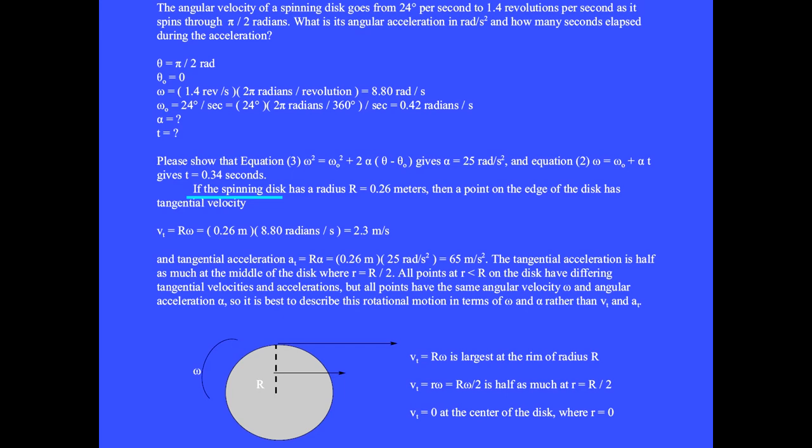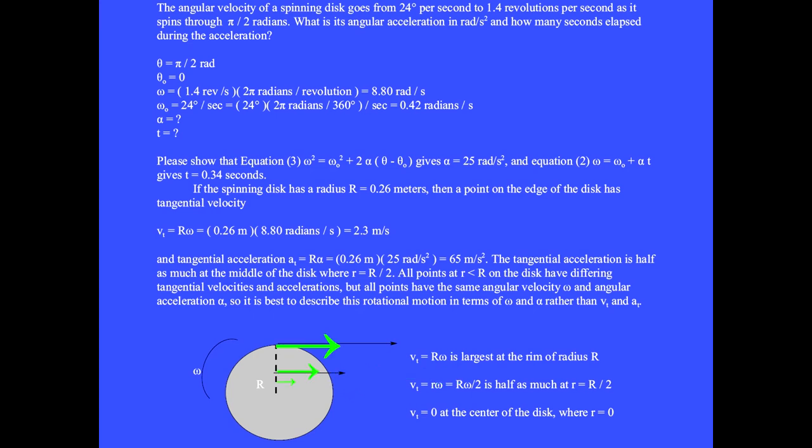If the spinning disc has a radius big R equals 0.26 meters, then a point on the edge of the disc has tangential velocity, v sub t equals big R times omega, equals 2.3 meters per second, and tangential acceleration, a sub t equals big R alpha, equals 65 meters per second squared. The tangential acceleration is half as much where little r equals big R over 2.